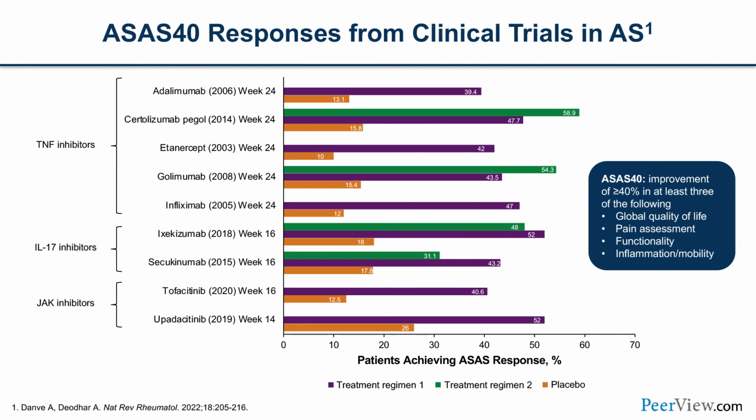And as you can see, all of them are quite potent. These ASAS-40s of approaching 50% are rather dramatic compared to what we had with nonsteroidals, which are just down at the end of the graph.